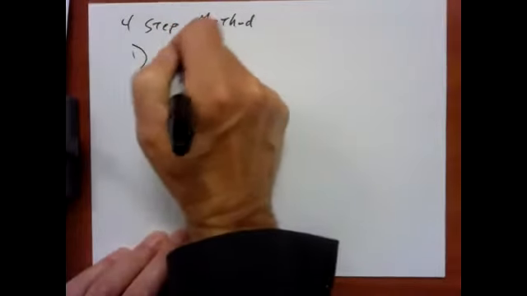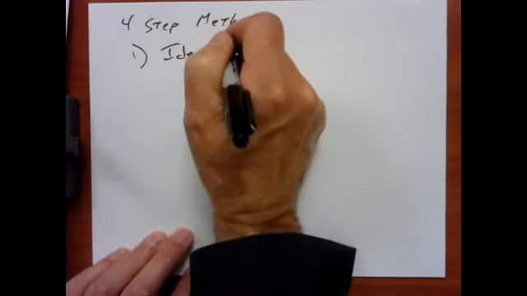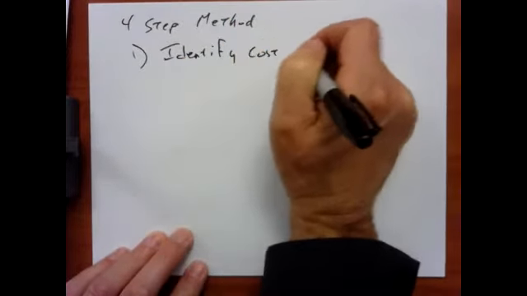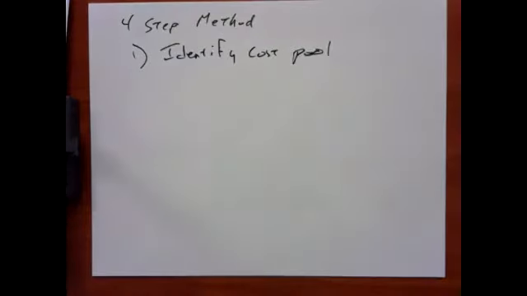Number one, identify the cost pool. This is usually a cost center, right? A cost center is an activity within an organization that doesn't bring in revenue, just has cost. So that's things like the finance department, HR, human resources, housekeeping. Those are the activities within an organization that are really important. You can't run your organization without them.